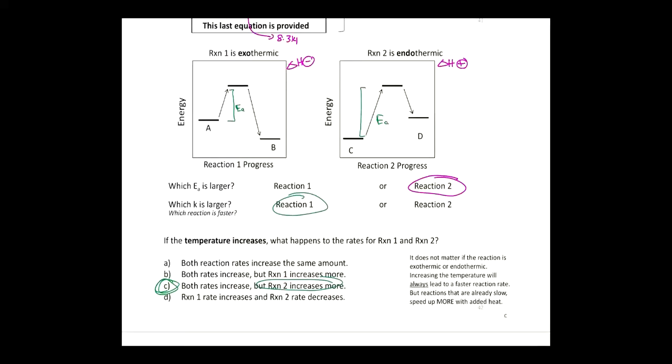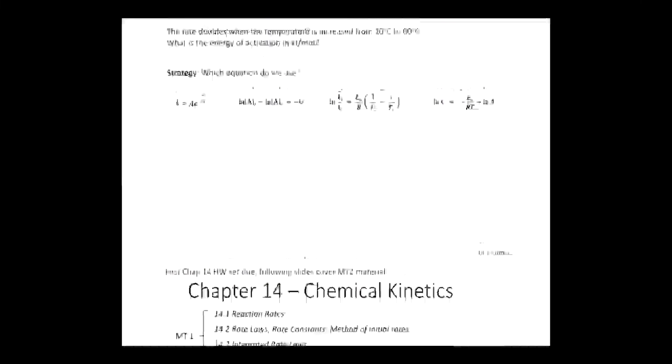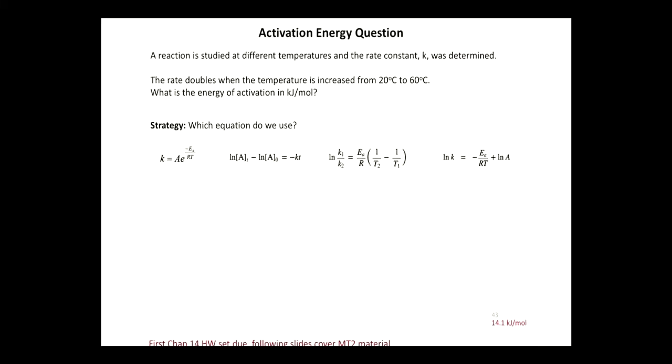Okay, so there's the concepts behind calculating things. So let's do the last mathematical one. All right, I showed you a lot of different equations in the past, 40 slides in this chapter. So let's make sure that we use the right one. We're talking about activation energy.